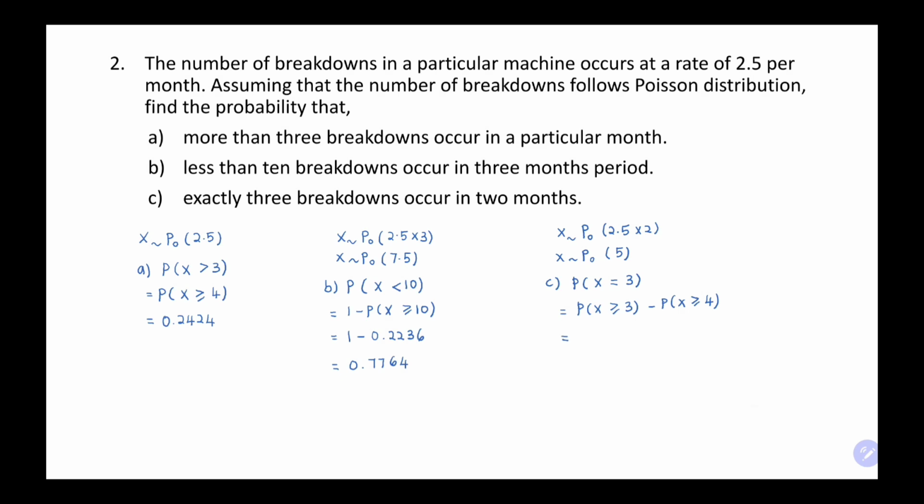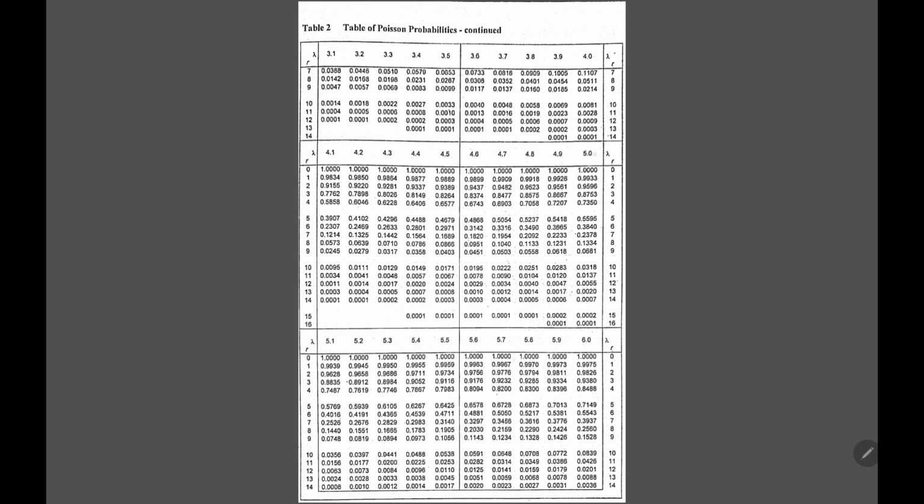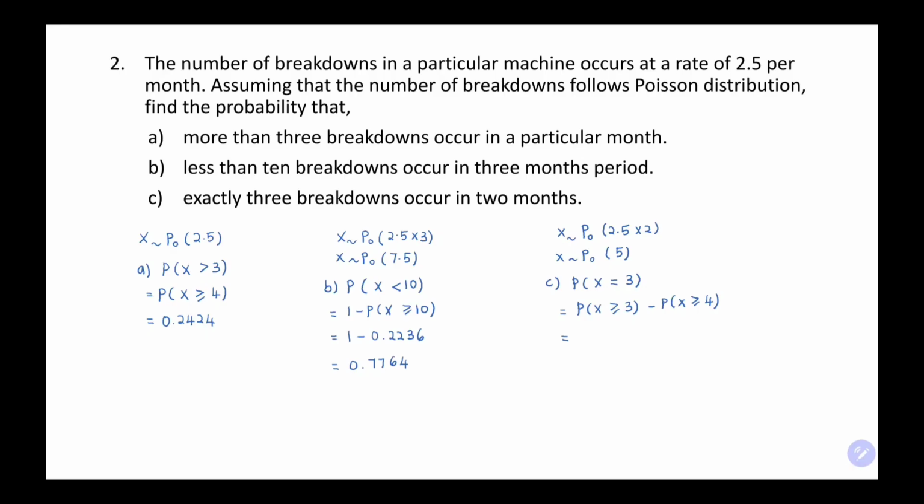Okay, now we find from the table lambda 5 and r is 3 and 4. So we have here lambda 5.0 and r is 3, 4. We have 0.8753 and 0.7350. So 0.8753, we minus 0.7350. Then we minus, we get the answer 0.1403.